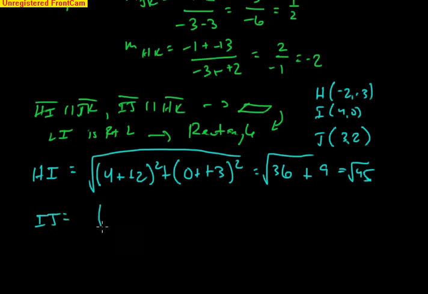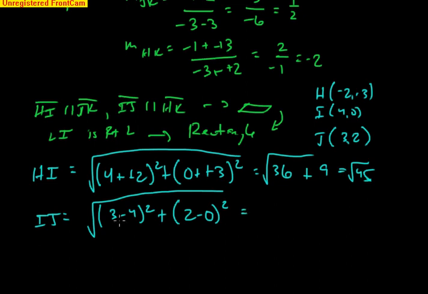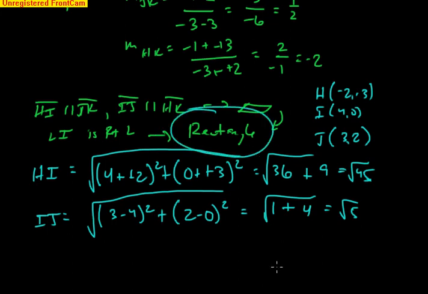And now let's do IJ. X is first. 3 minus 4 squared plus 2 minus 0 squared. 3 minus 4 is -1, and -1 squared is +1. 2 minus 0 is 2, and 2 squared is 4. Square root of 5. They are not congruent. So not all 4 sides are congruent, meaning that this is a rectangle.